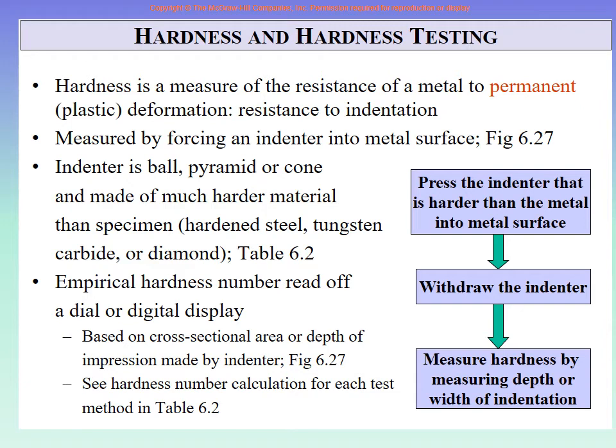If you say this and the person understands what indentation is, then the meaning is totally clear. Hardness is the resistance to indentation. But the long one: hardness is the resistance to permanent deformation on the surface. So this was the definition. Hardness is a measure of the resistance of a metal to permanent plastic deformation on the surface only, right? So therefore I have written resistance to indentation.